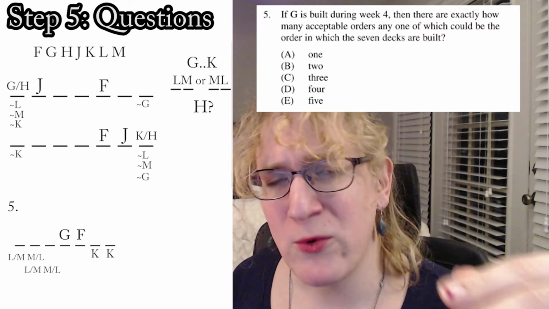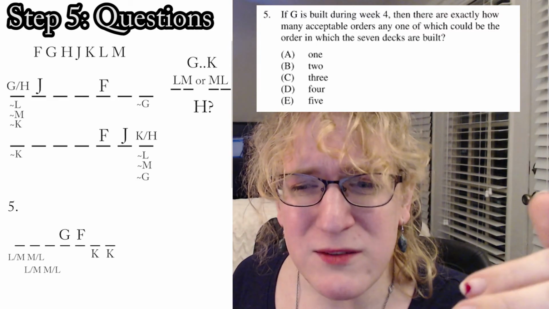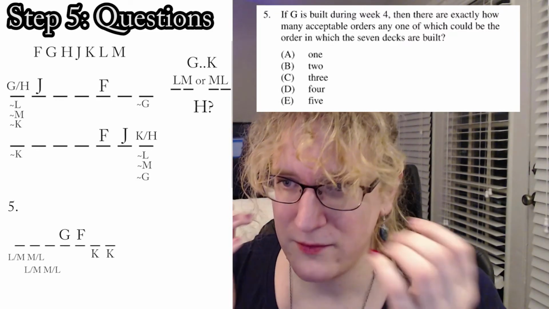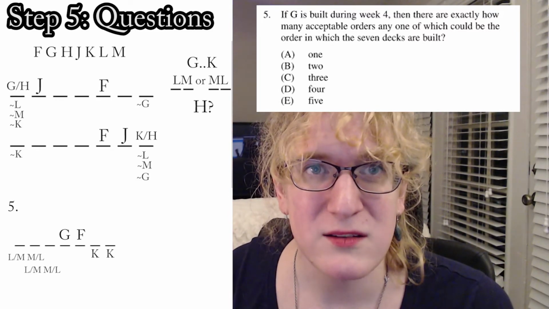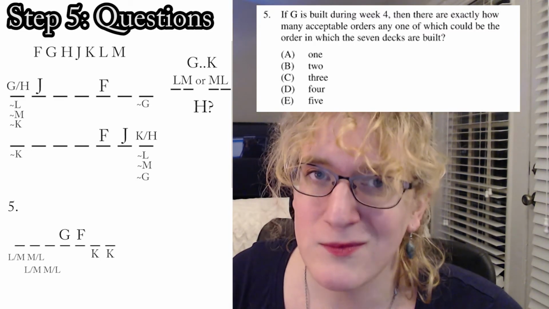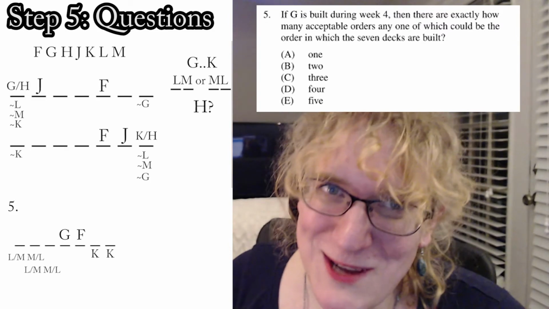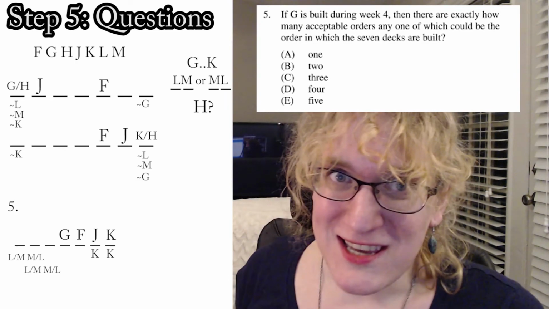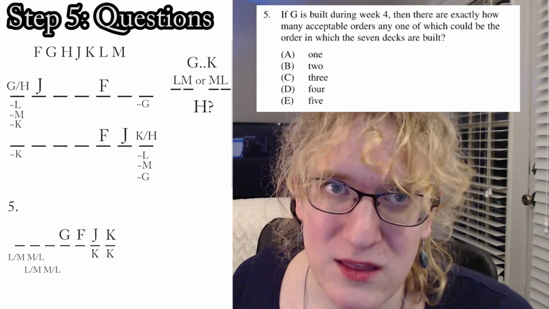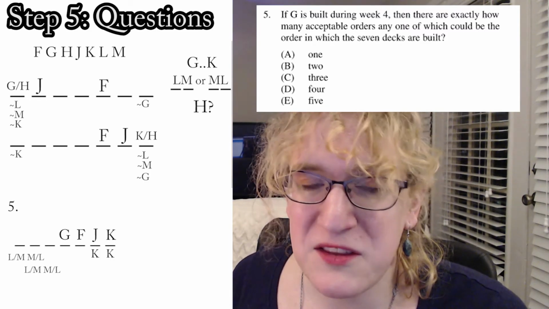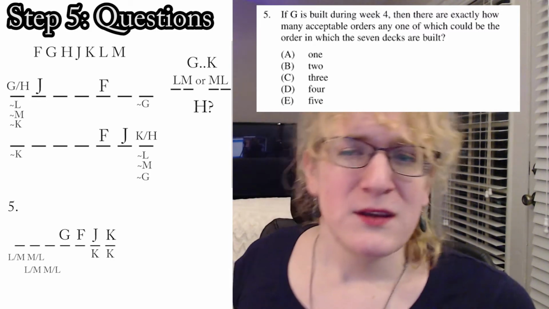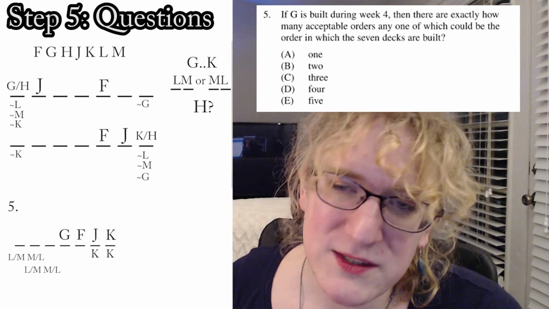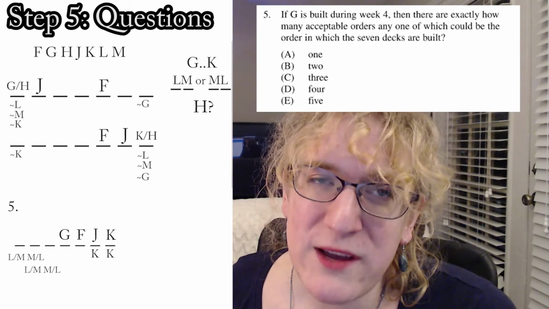So if L and M are before G, that means one of them is going to be in the second slot. There's no way to avoid it. Well, if one of L or M is in the second slot, J has to be 6th. If J is 6th, that means K has to be 7th. And then the only one left is H. So let's go ahead and fill in that it's going to be G, F, J, K in slots 4, 5, 6, and 7. From there, we have to place L, M, and H.